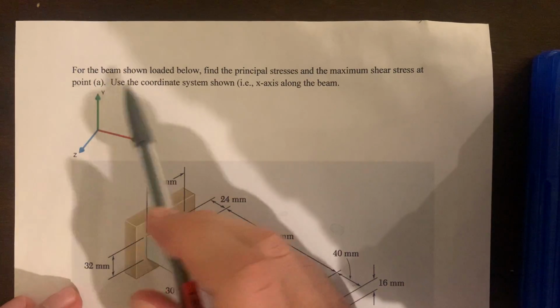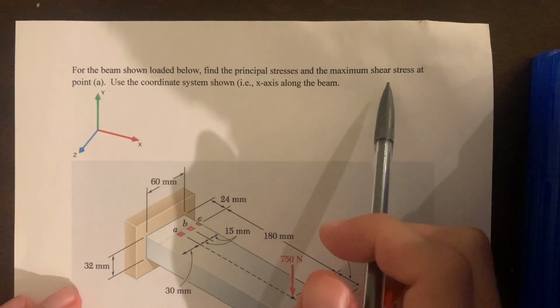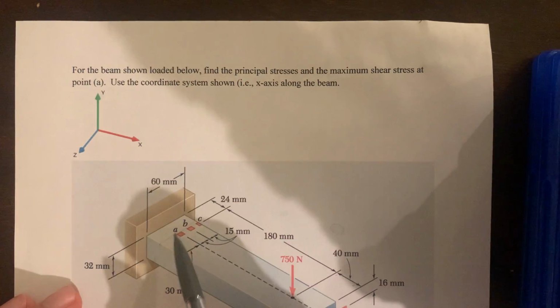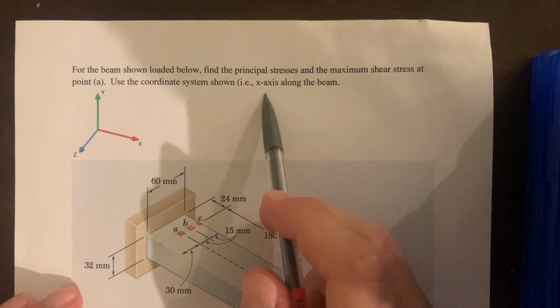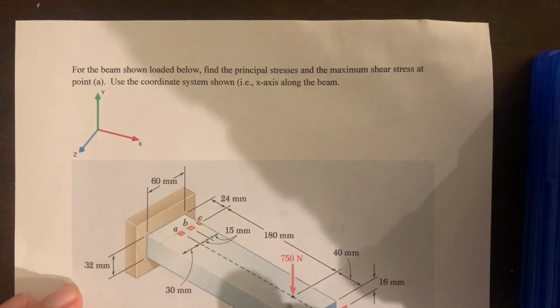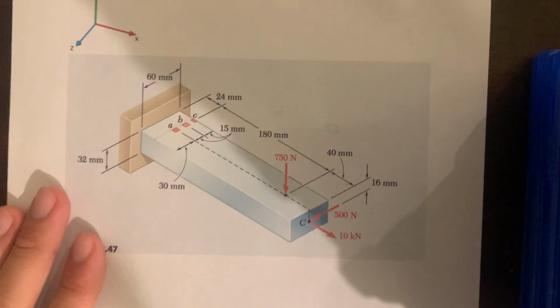We're given the question: for the beam shown loaded below, find the principal stresses and the maximum shear stress at point A. Point A is right there. Use the coordinate system shown, i.e. the x-axis is along the beam, going right through it.